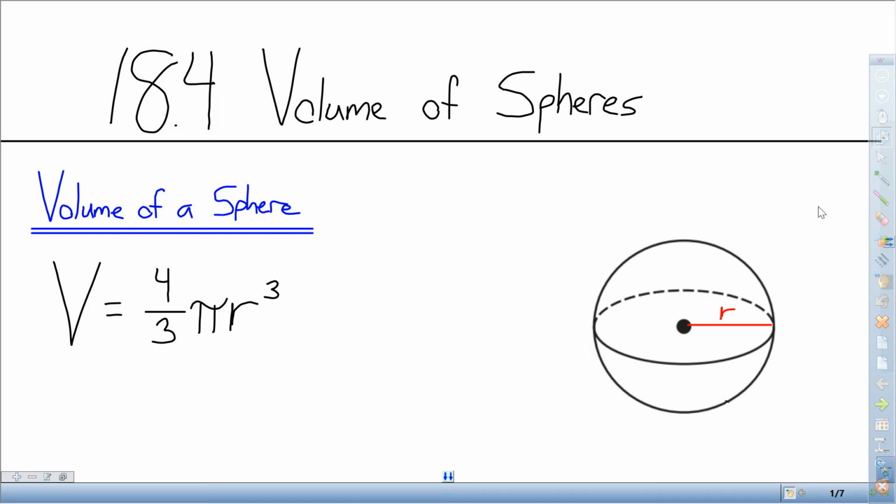Hello, everybody. So we're getting to 18.4 today, finding the volume of one last solid, and that solid is a sphere. All right. So go ahead and copy this title, get the formula for the volume of a sphere, draw yourself a sphere, which, by the way, when you go to draw this, I'd maybe start with this little oval here and then draw a circle around it.